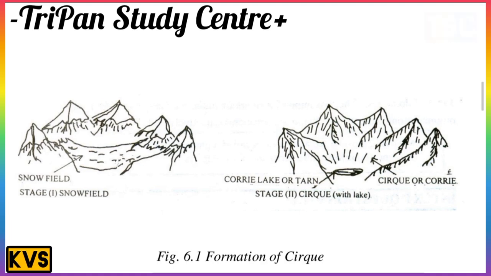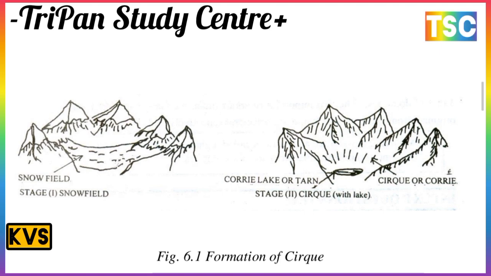Here the diagram shows the formation of the cirque. The snowfield is shown by the arrow, and the stages are the snowfield and then the cirque lake, or tarn, present in the cirque.